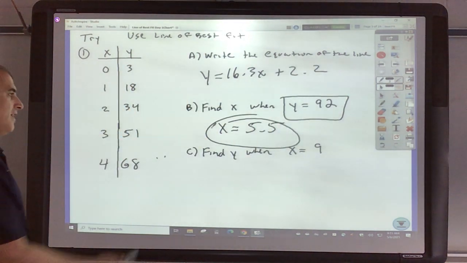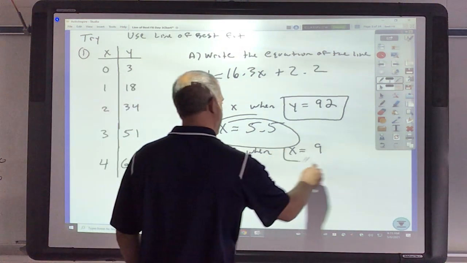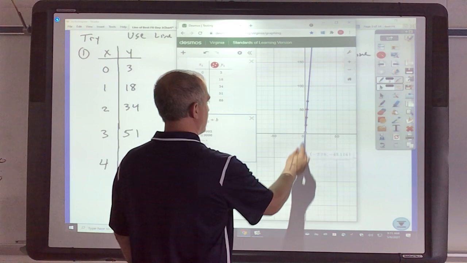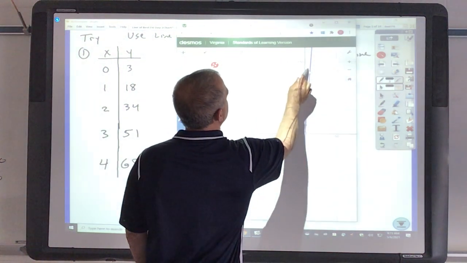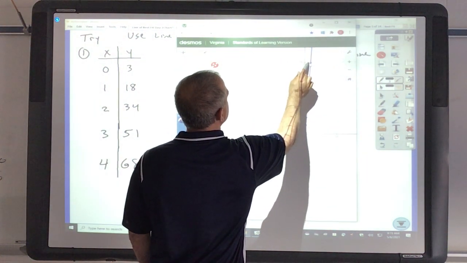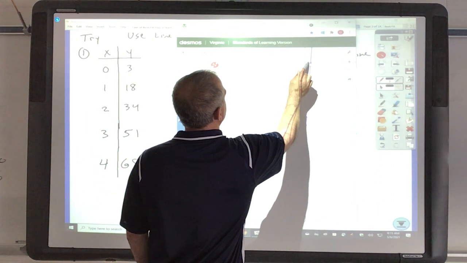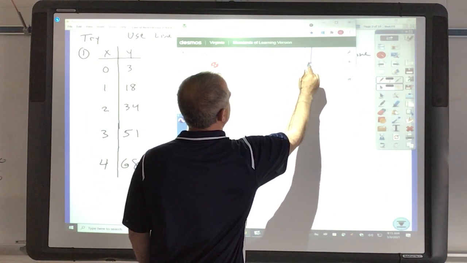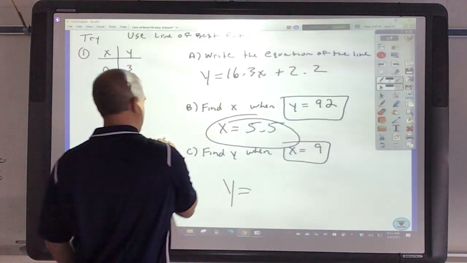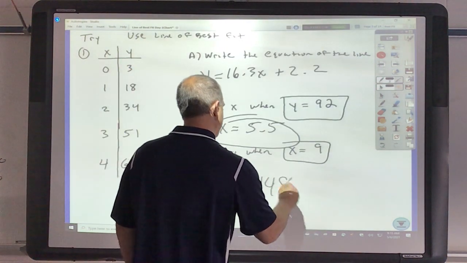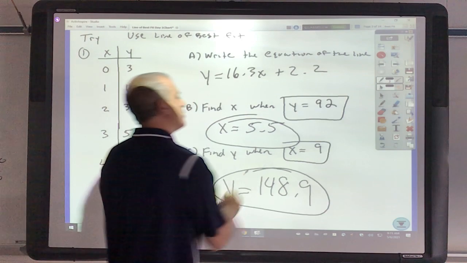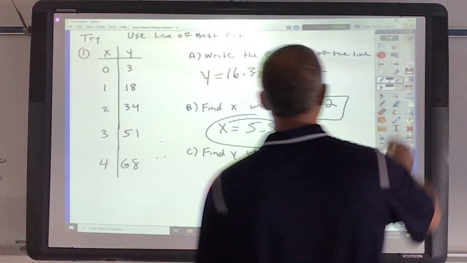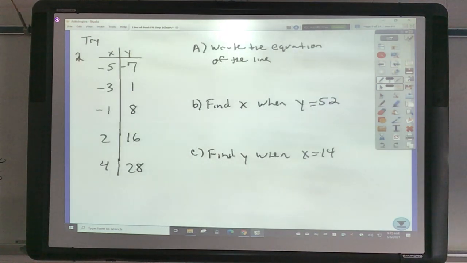Find y when x is 9. So let's find when x is going to be 9. We want to get about there. That's 148.9. Once again, as long as you're close, you're going to get credit. Full credit, that is.